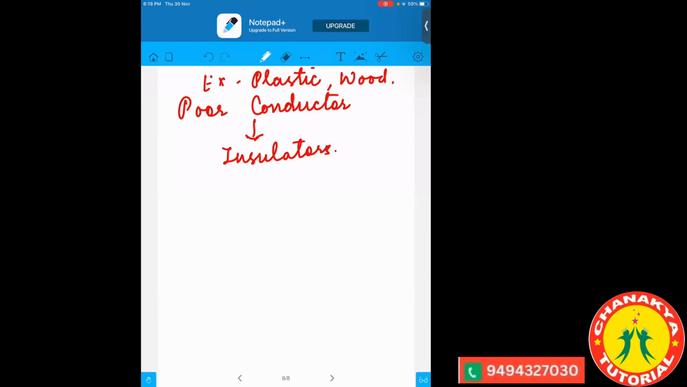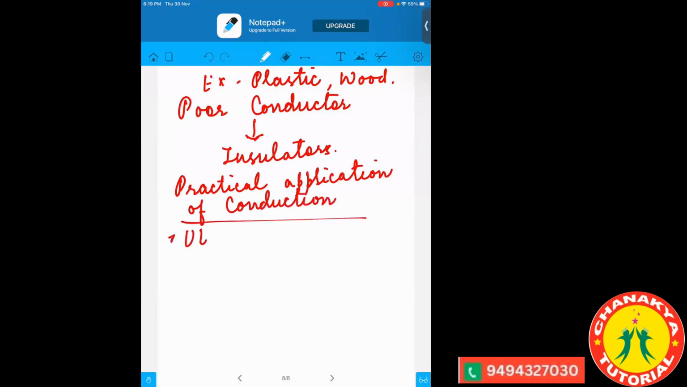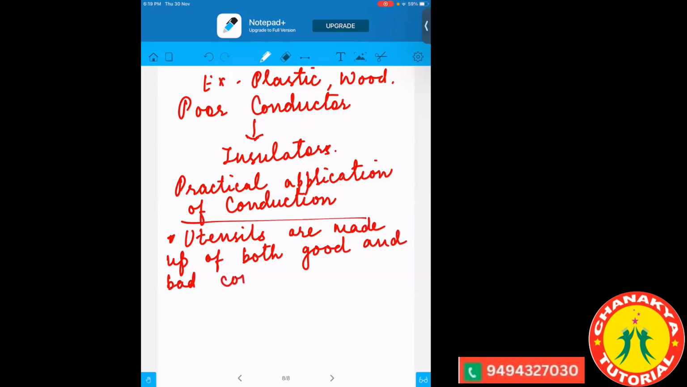Now, some of the practical applications of conduction. Where all can we use this conduction process? You have seen the utensils in the kitchen, right? So utensils are made up of both good and bad conductors. Now can you tell me why I am saying that they are made up of both good and bad conductors?